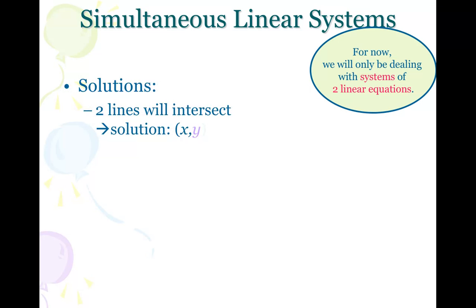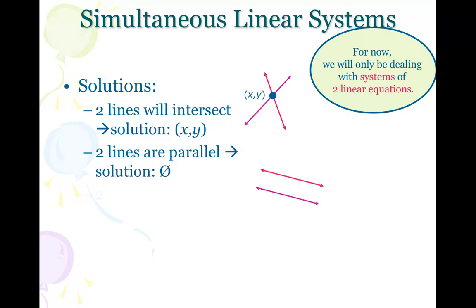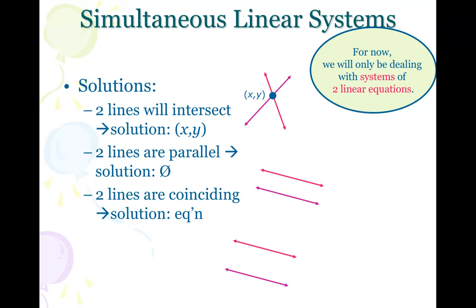So your solutions: two lines will intersect. Check this out, you've got a solution that's a point. You really want to emphasize this. Your solution is a point. It is a coordinate point. Right? You could have two lines that are parallel, as we talked about. Your solution is the empty set. There is no solution, right? That's what this indicates. There is no solution. Your two lines could be coinciding, meaning they lie on top of each other. That means that your solution is an equation because there is an infinite number of solutions.